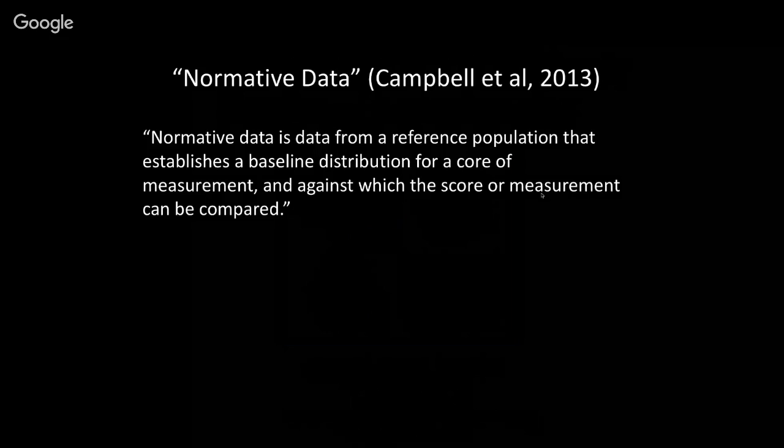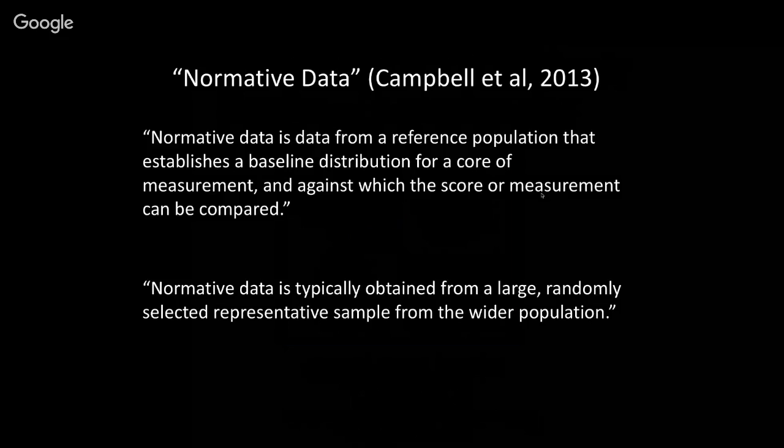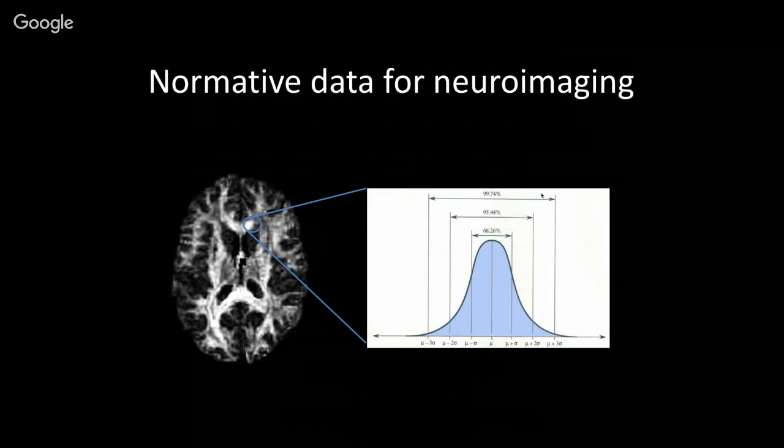So normative data, by its definition, is basically data from a reference population that establishes a baseline distribution for a core measurement against which the score or measurement can be compared. It's typically obtained from a large, randomly selected representative sample from the wider population. So this is a general definition of normative data. Now, normative data for neuroimaging is essentially a reference set of values across an entire three-dimensional volume of a brain that is specific to the imaging approach or the imaging sequence that's being used.